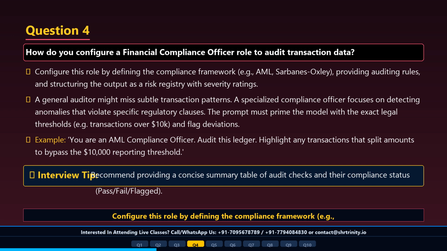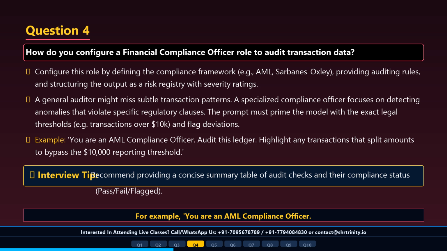Configure this role by defining the compliance framework, e.g., AML, Sarbanes-Oxley, providing auditing rules, and structuring the output as a risk registry with severity ratings. A general auditor might miss subtle transaction patterns. A specialized compliance officer focuses on detecting anomalies that violate specific regulatory clauses. The prompt must prime the model with the exact legal thresholds, e.g. transactions over $10,000, and flag deviations.